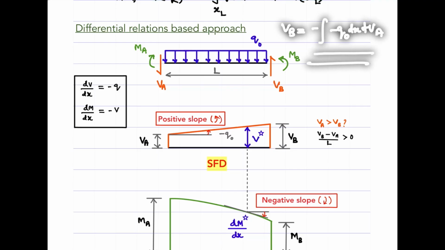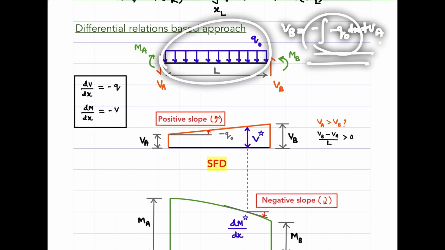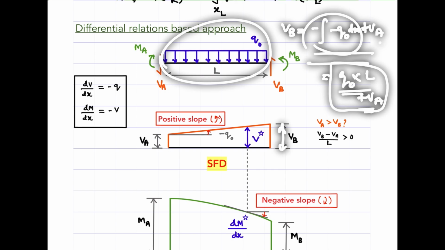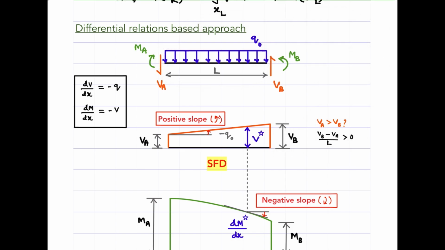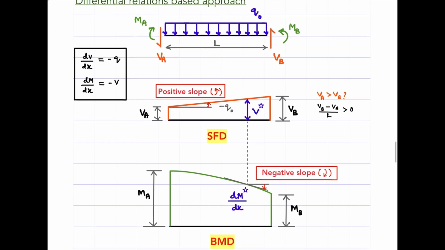That is, if I want VB, take the value of VA, and to that add the area under this. So the area under this will boil down to q naught into L, plus VA. Therefore, VB should have a higher value because you have q naught into L plus VA. That's why I was asking whether VA should be greater than VB or otherwise. So VB should be greater than VA to satisfy this particular expression. That's one way in which you can interpret and draw the SFD.